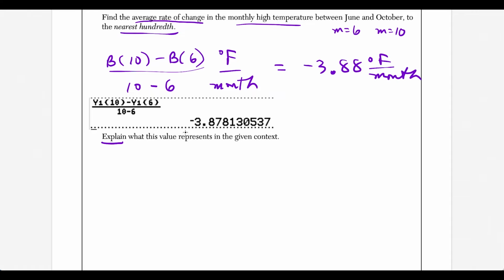So now we have to interpret this in the given context. So remember, this function told us the average high temperature in Buffalo, but we're going from June to October. So we're going from the summer to the fall months. So it makes sense that the temperatures are dropping. That's why our average rate of change came out negative. So we could say here that the average high temperature each month is dropping at this rate from June to October.